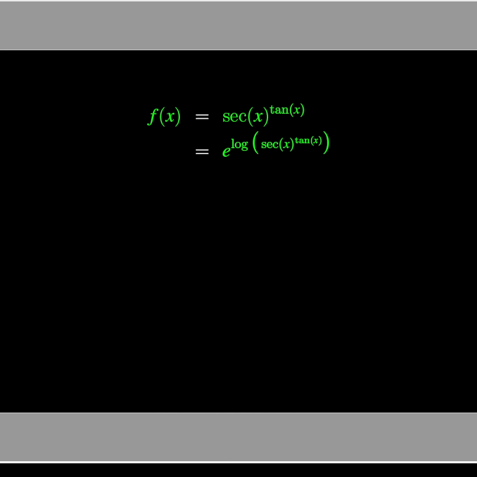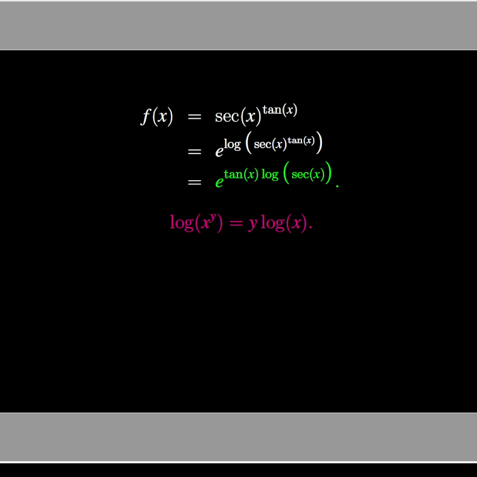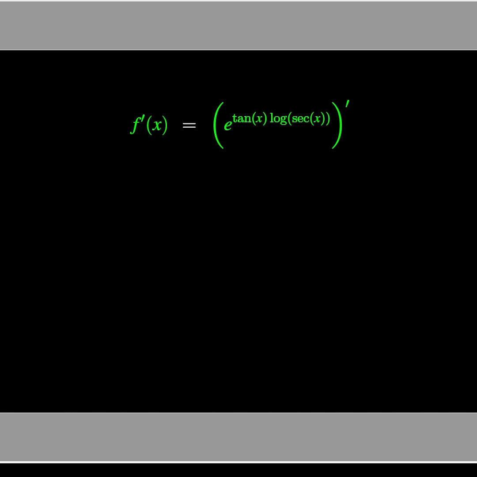Then, we express f of x as exponential of logarithm of secant of x to the power tangent of x. Using the properties of the exponential and the logarithm, notice that f of x equals exponential of tangent of x times logarithm of secant of x. In fact, we are using the fact that the logarithm of x to the power y is equal to y times the logarithm of x. Now, we can take the derivative of both sides and use the chain rule.